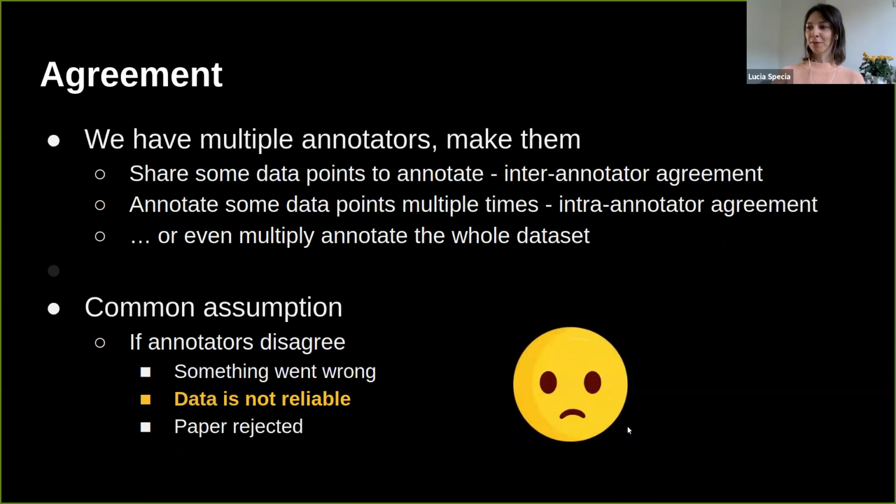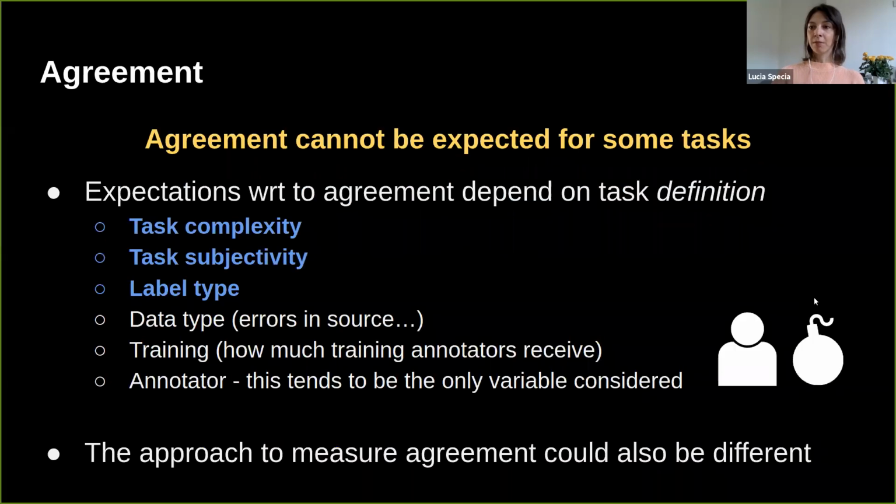And that's where my frustration starts, not only out of getting papers rejected, but out of the understanding that people have on this need for agreement. So my claim, which hopefully will become a little bit clearer soon, is that agreement, or at least the expectations of high agreement levels, should not and cannot be expected for some tasks.